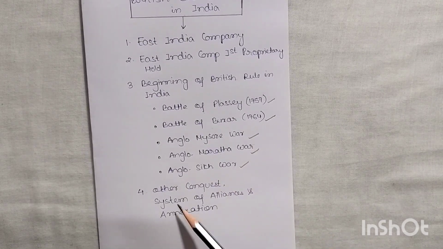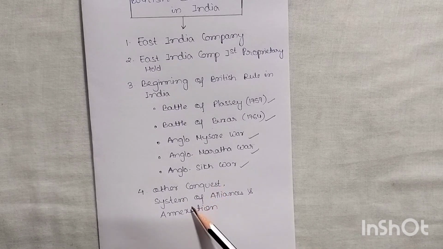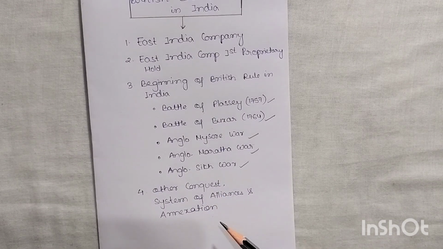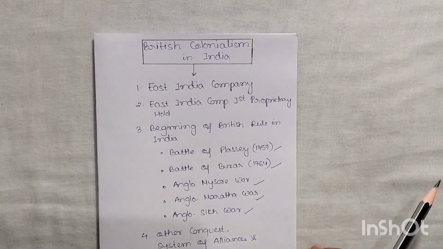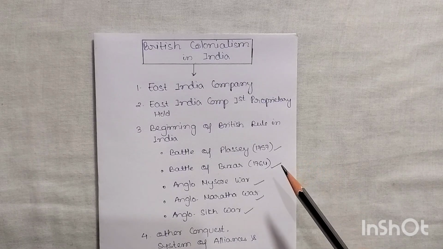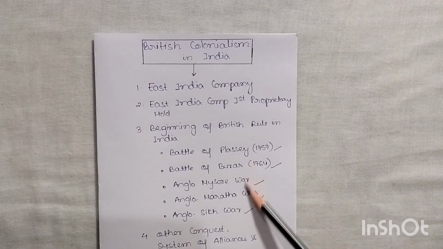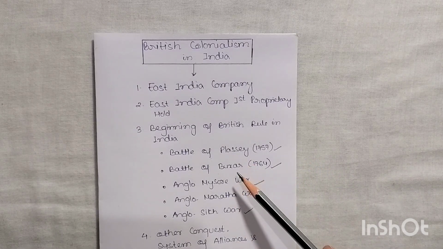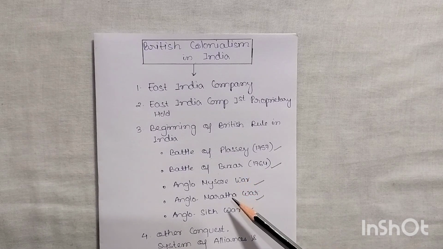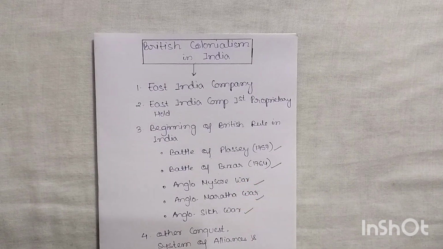After that we will see the other conquests and the system of alliances and annexation they carried out so that they could colonize India. So don't get confused with these wars. It is easy. I have made it short so that it becomes easy for you to understand. So let us start the topic, British colonialism in India.